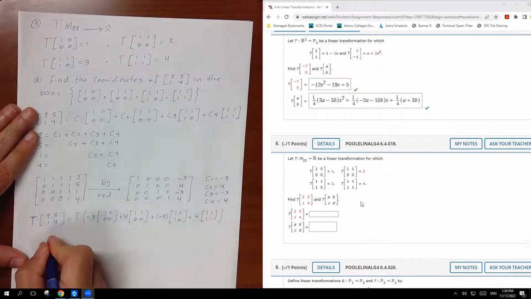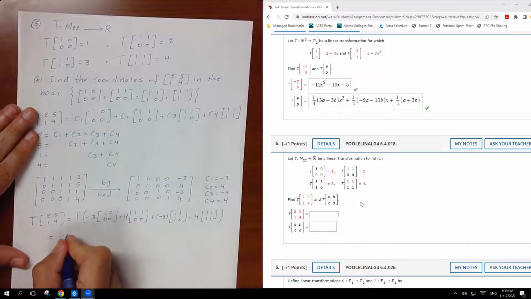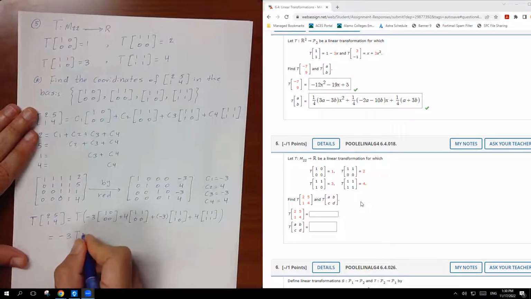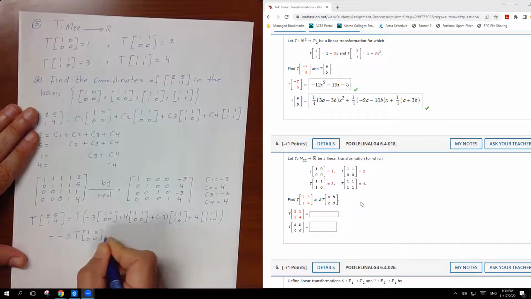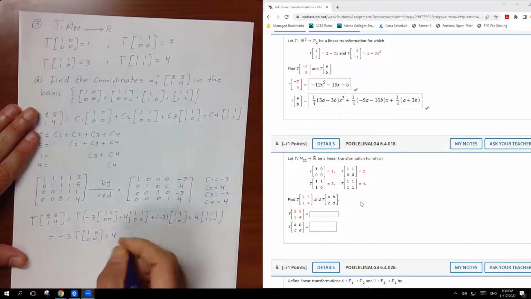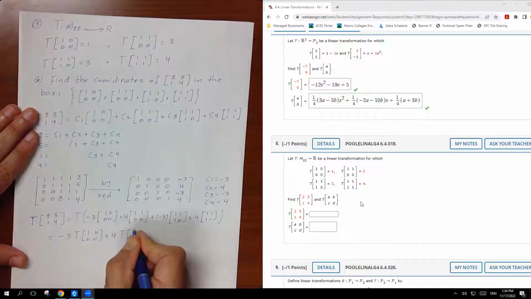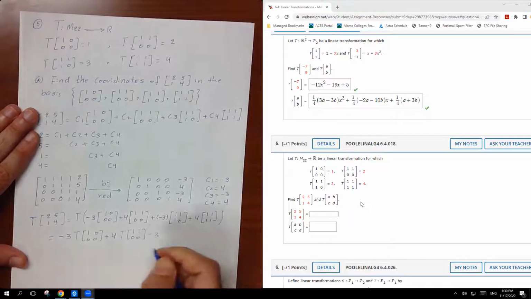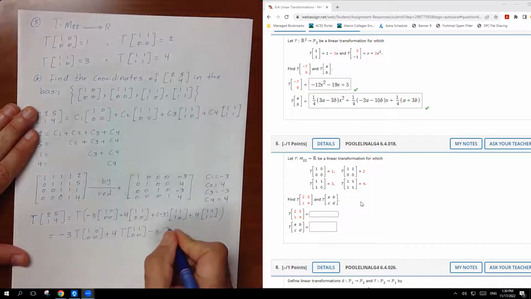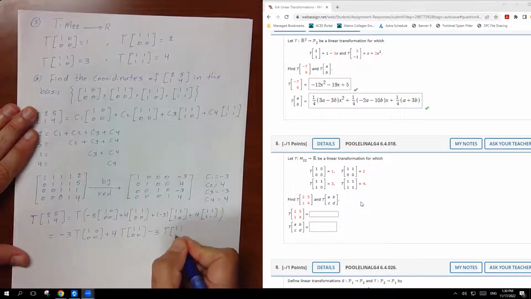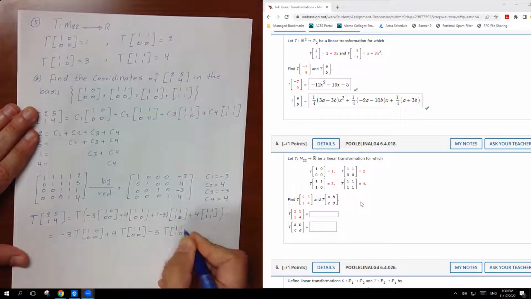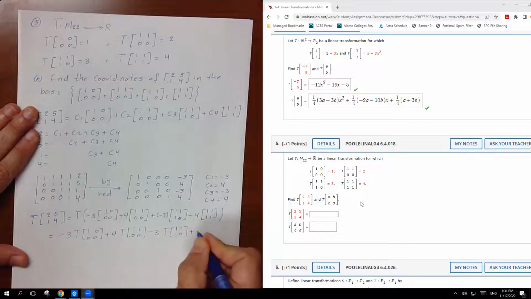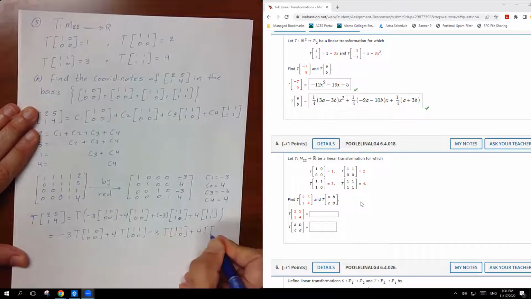And this one is going to be equal to -3 transformation of 1, 0, 0, 0, plus 4 transformation of 1, 1, 0, 0, minus 3 transformation of 1, 1, 1, 0, plus 4 transformation of 1, 1, 1, 1.